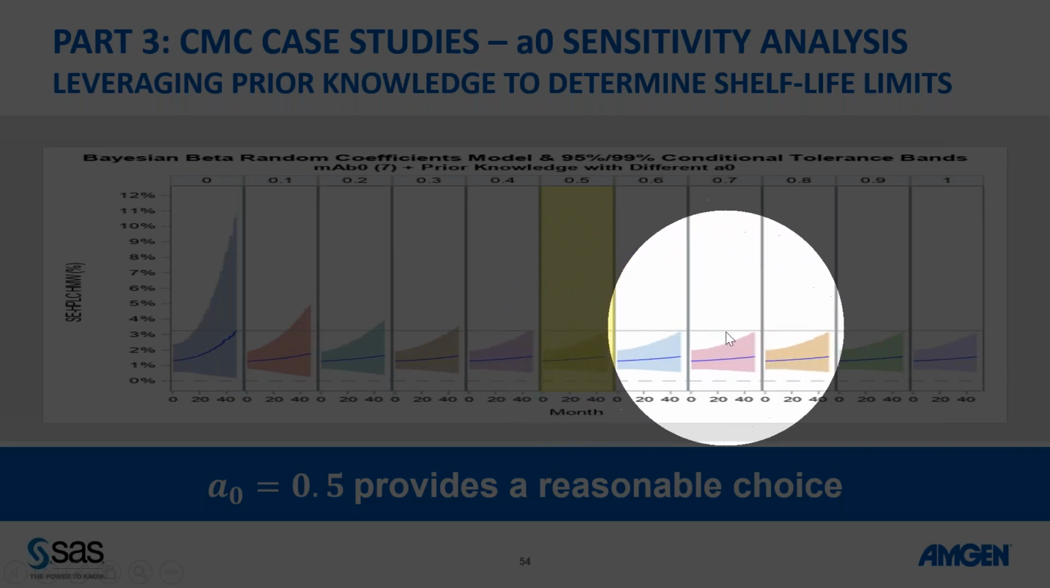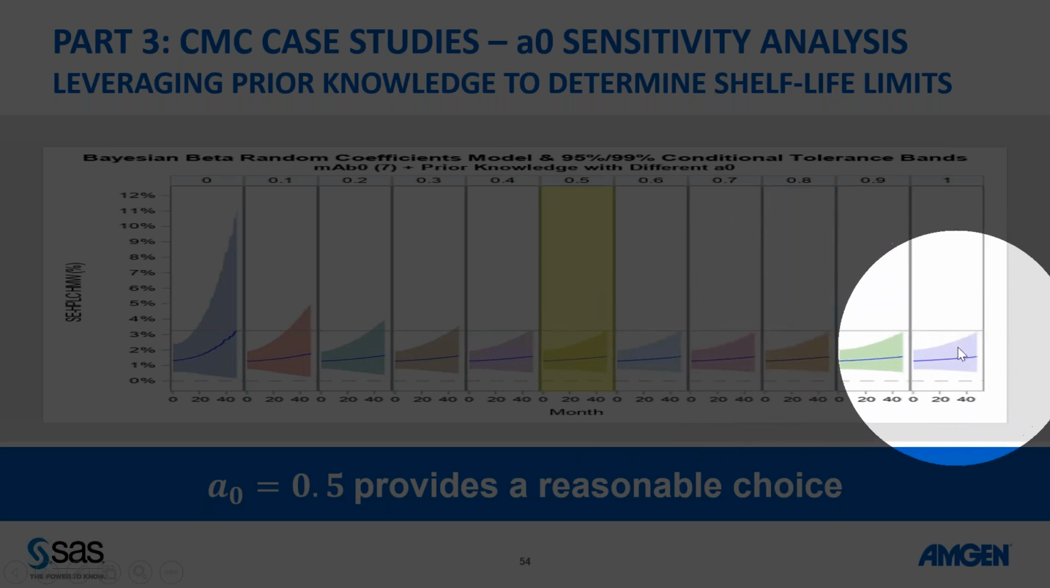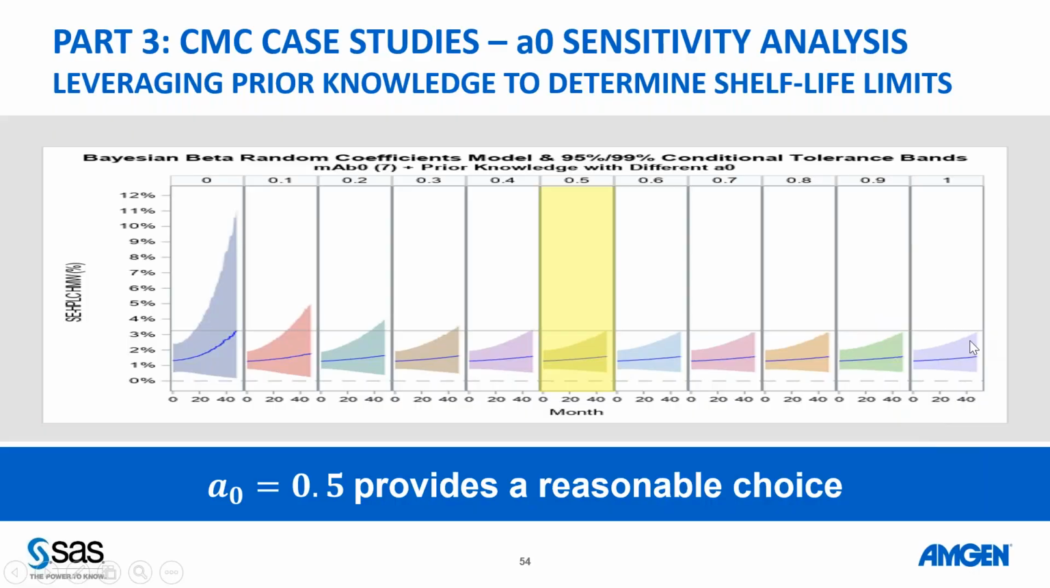You can see if you go to 0.6, 0.7, 0.8, 0.9, even at 0.1, there's not much change. So you can kind of stop there and use that.